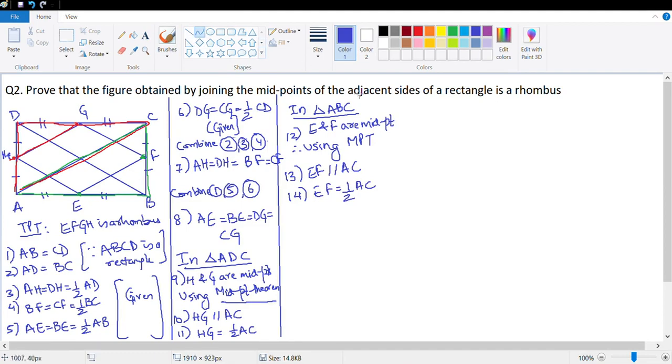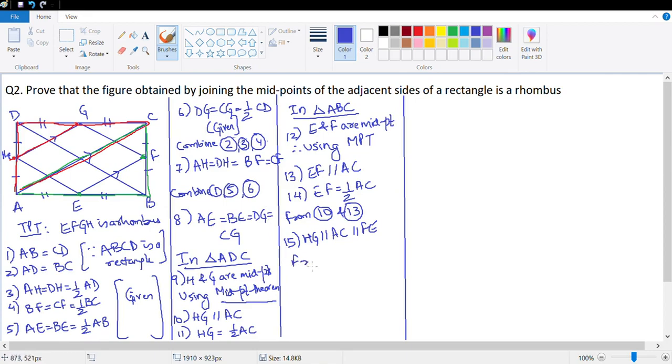Done. So what I have got is that these two sides, EF and HG, are both parallel to AC and they both are half of AC. So let's show this as parallel. This is parallel to this and this is parallel to this. So I've got at least HG and FE parallel, and I've also got HG and EF equal. Let's write this now. From 10 and 13, I get number 15, which is HG parallel to AC parallel to FE. So HG and FE are parallel, which we've already done.